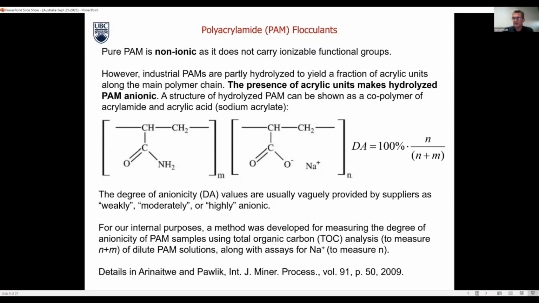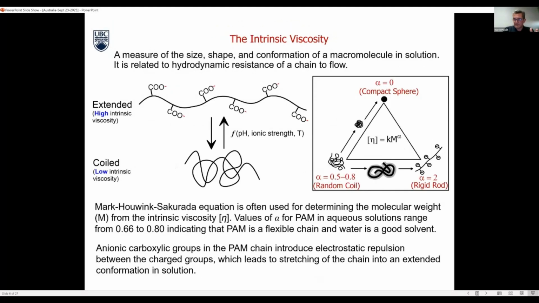And then this is what's probably unique about our results, is that this is not a single polymer study. This is a bunch of polymers well characterized. We know the intrinsic viscosity, we will know how they behave in water, and we will then translate that behavior to the flocculant performance. So the intrinsic viscosity, if you're not familiar with the term, and again, this is not something that people commonly do when they work with polymers, it's essentially a measure of size, shape, and conformation of a polymer in solution. It is basically related to the hydrodynamic resistance of a macromolecule to flow.